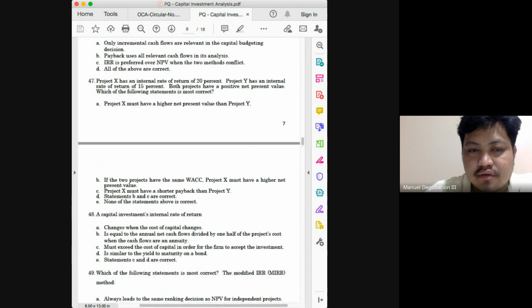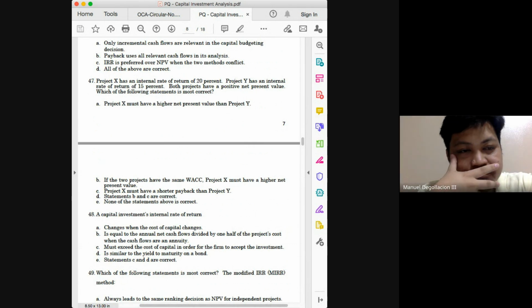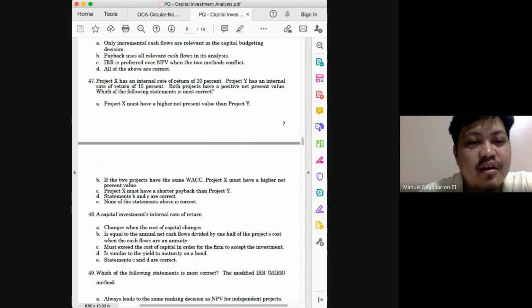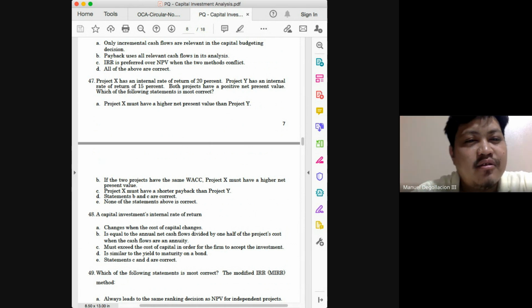47. Project X has an internal rate of return of 20%. Project Y has an internal rate of return of 15%. Both projects have a positive net present value. Which of the following statements is most correct? Project X must have a higher net present value than Project Y.